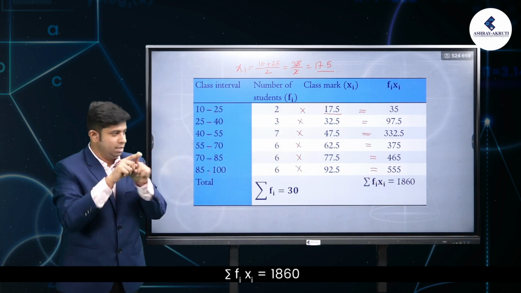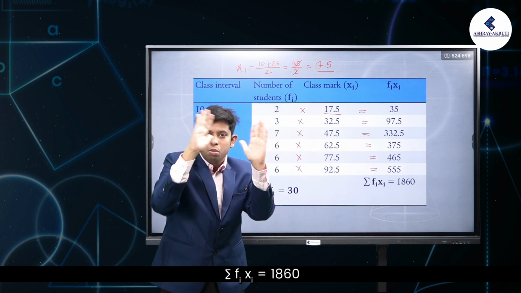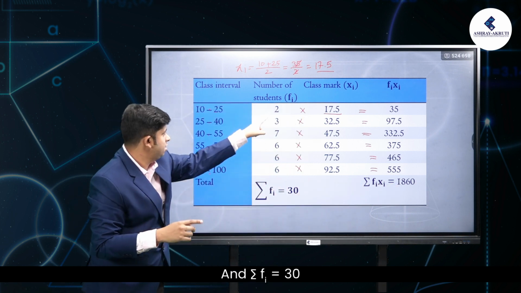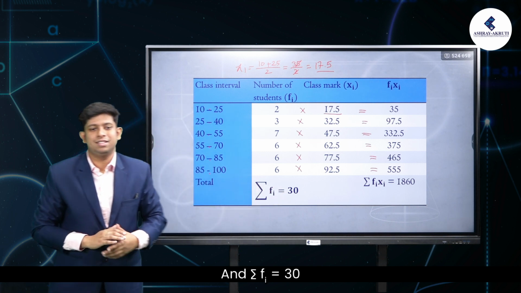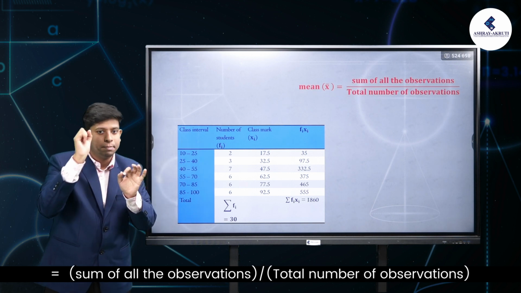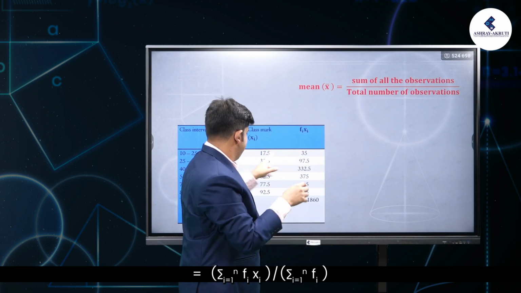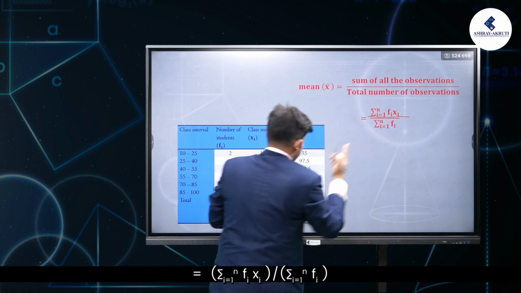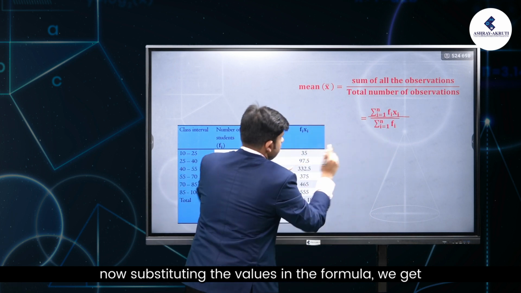The summation of fi xi is equal to 1860 and the summation of fi is equal to 30. We know mean x bar is equal to sum of all the observations by total number of observations, that is equal to summation i equal to 1 to n fi xi by summation i equal to 1 to n fi. Now substitute the values in the formula.